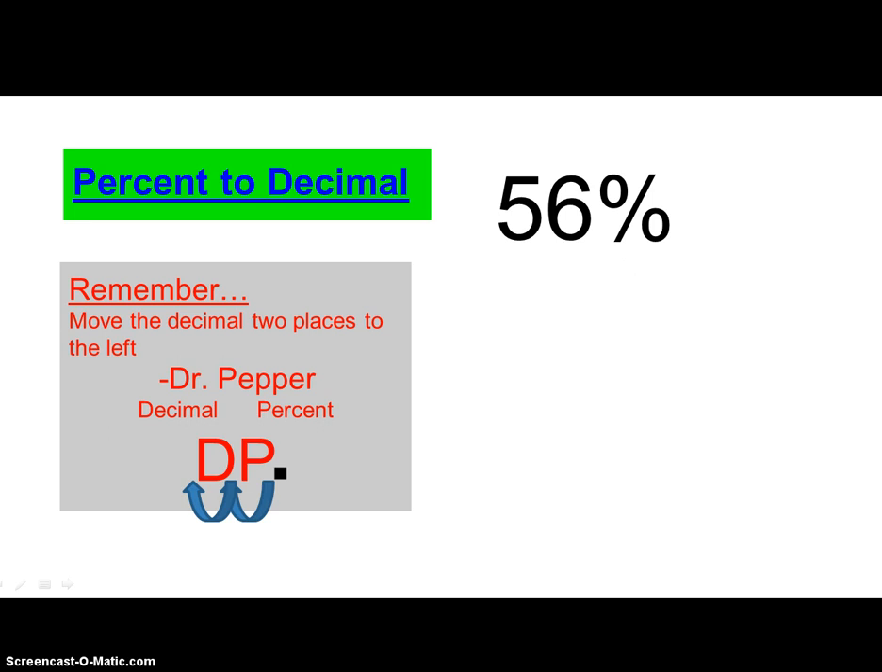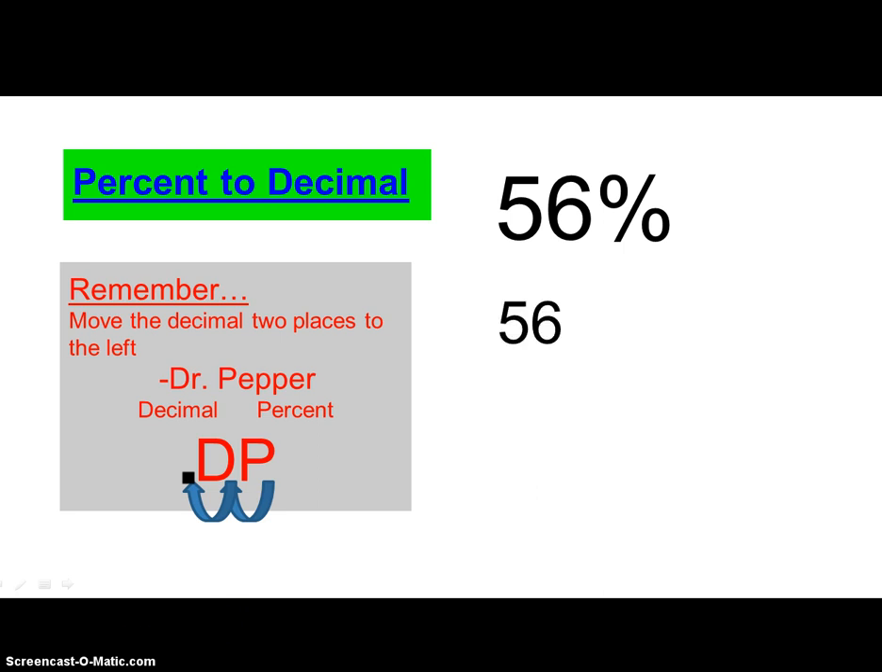To help you remember, think Dr. Pepper. Let the D represent decimal and the P represent percent. Since we're starting with a percent and going to a decimal, we're going to move the decimal point 2 places to the left.